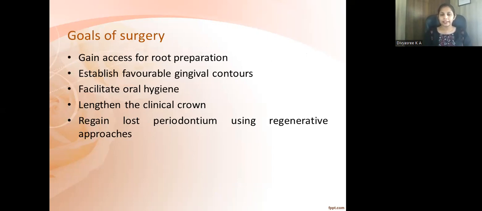So why do we need periodontal flap surgeries? One of the major indications is in the correction of pockets. Apart from that, we have periodontal flap surgeries in order to provide access to the underlying root surface and the underlying bone, for the maintenance of oral hygiene. We have surgeries for lengthening the clinical crown, as well as to regain the lost periodontium using regenerative approaches.